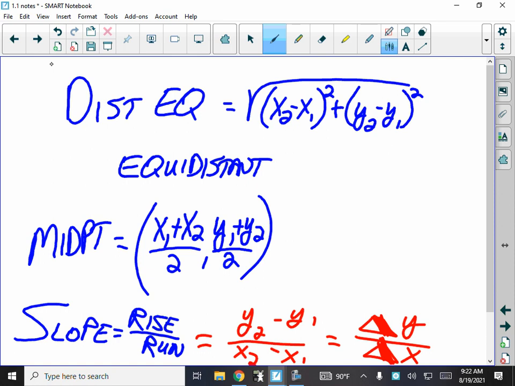All right, the distance equation. I abbreviate a lot of stuff, but maybe for foreign exchange, I probably shouldn't. Distance equation. Then there's a fancy word, equidistant. Then there's midpoint, and then there's slope.